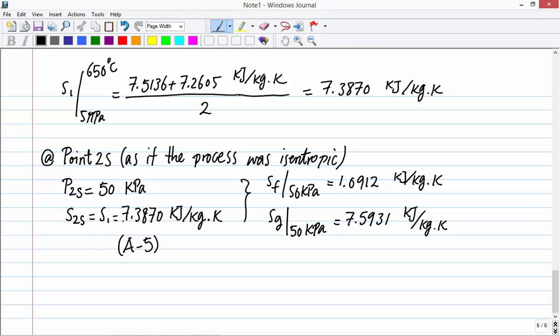Then this number is in between these two guys. Which means the entropy value is right in between the entropy for saturated liquid and saturated vapor. So we have a liquid vapor mixture.